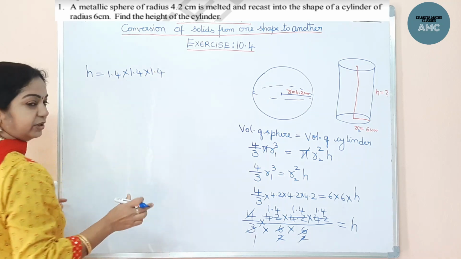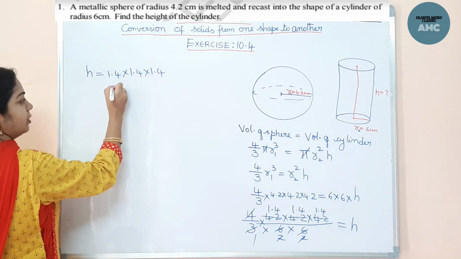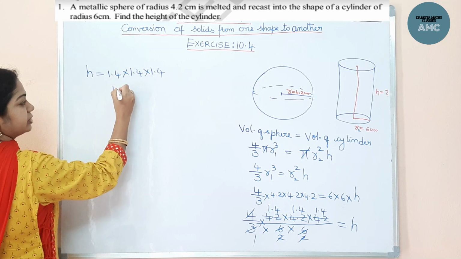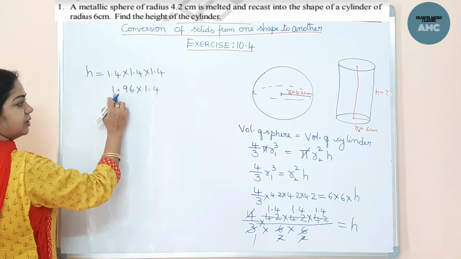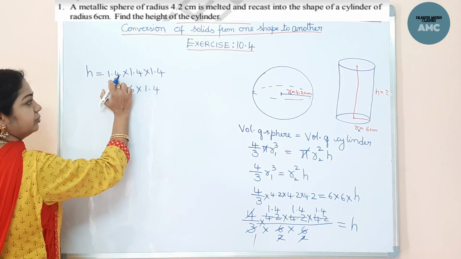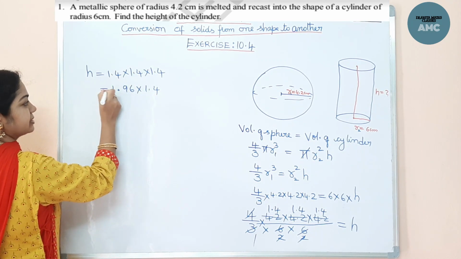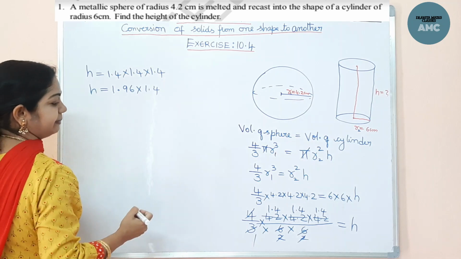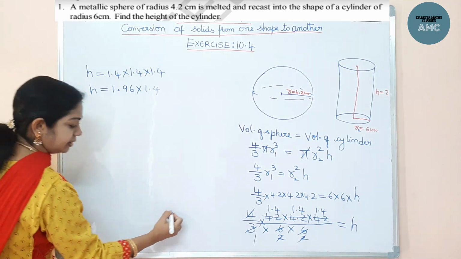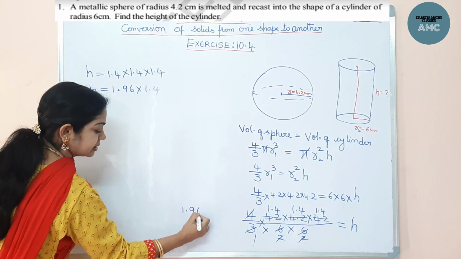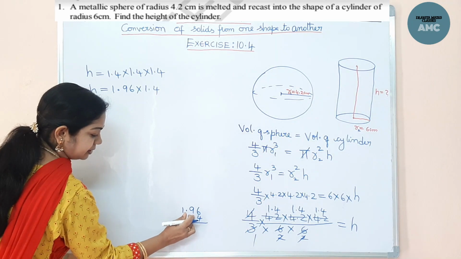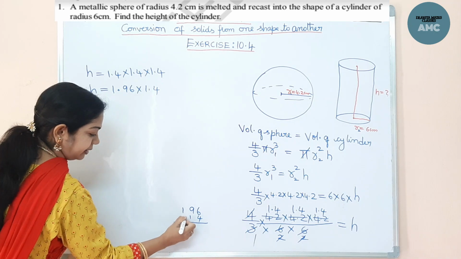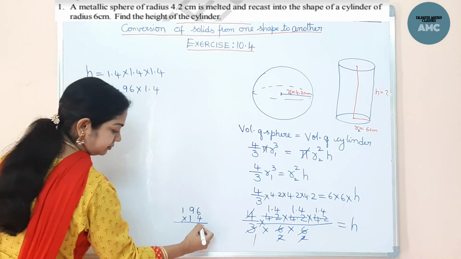Okay, we know that 14 square, 14 into 14 is 196, so 2 points, so 1.96 into 1.4. See, 14 square is 196. So after 2 digits, I have placed 1.96. This is h. Now we will multiply it here in the rough part. 1.96 into 1.4. You can take the decimal and multiply. Then we can place it.